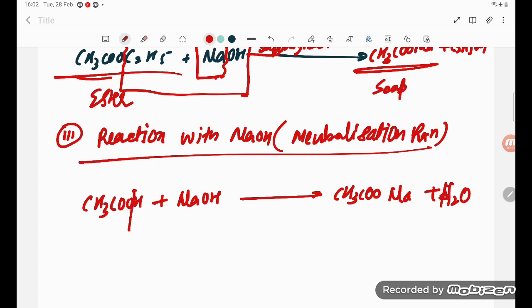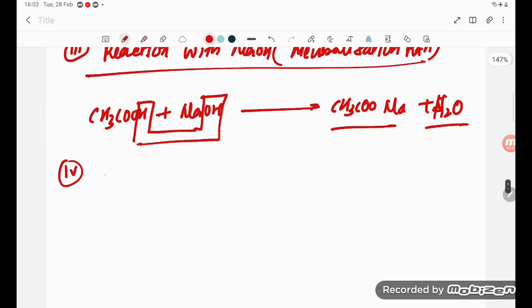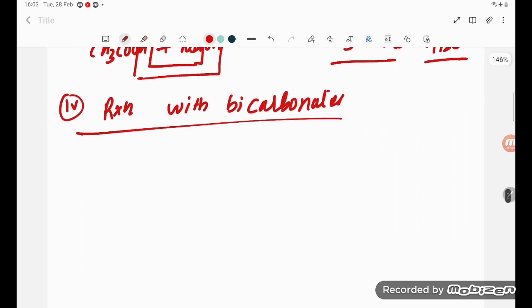So how does the reaction take place? H is from the acid, OH is from the base, so it gives water, and here is CH3COONa. The fourth reaction is reaction with bicarbonate. Now student, if you see bicarbonate, what will be the possible reaction?